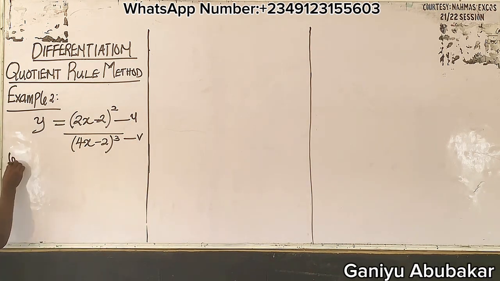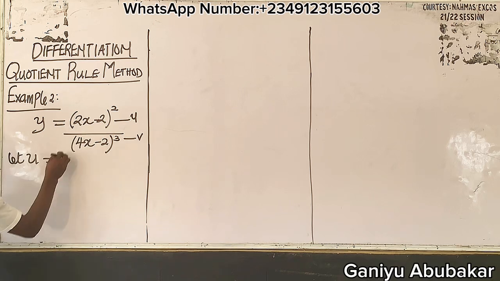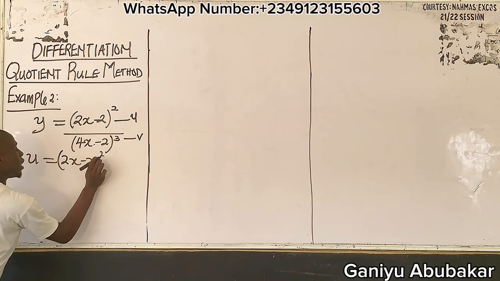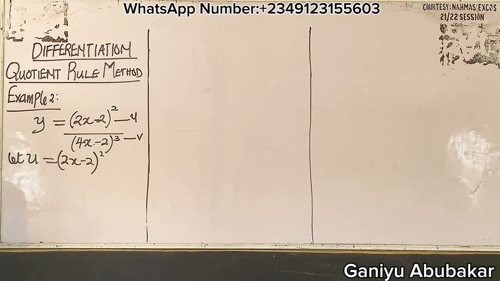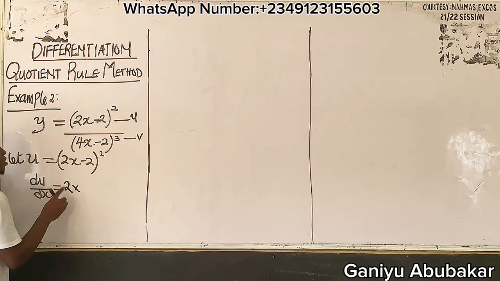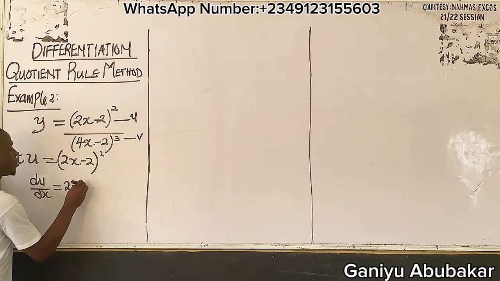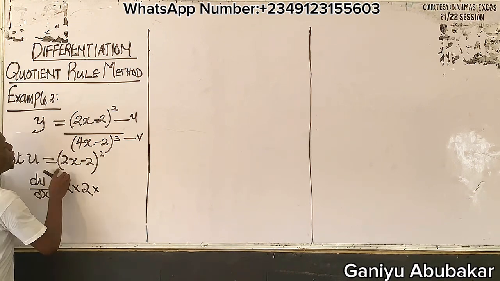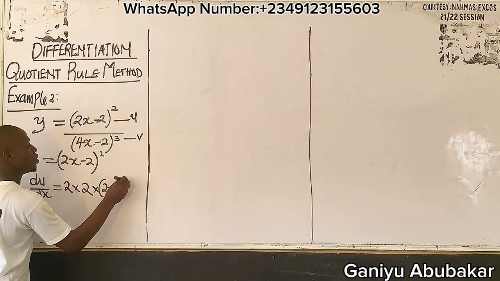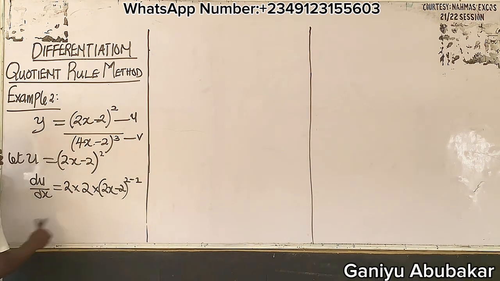Let u be equal to (2x - 2)² . That's my u. If I differentiate u with respect to x, I'll have du/dx equal to the chain rule shortcut. Write out the power, differentiate the term in brackets, that's 2. Repeat the question, (2x - 2) to the power 2, then subtract 1 from the power. This is the chain rule shortcut.